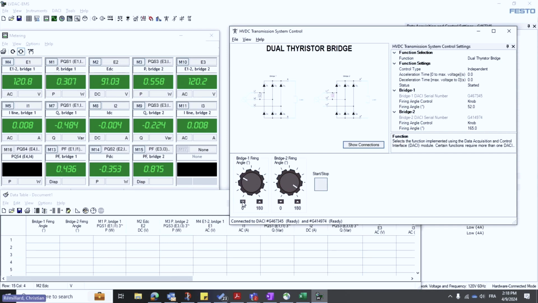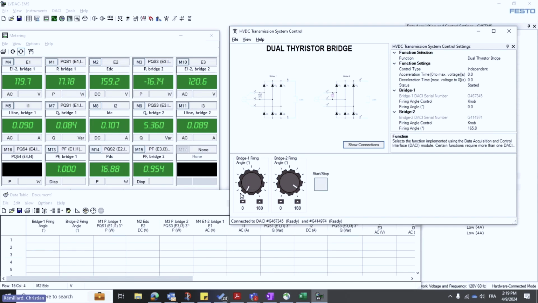So I go slowly using the arrow here. You can see the voltage is now at 100 volts DC. Keep decreasing the firing angle down to 0. And when we reach 0 for the firing angle, we are at our maximum voltage on the DC line, 160 volts. Yet there is almost no current flowing through our DC transmission line, because the voltage on the firing angle on bridge 2 is too high and maintains too high a voltage to allow any current to flow from bridge 1 to bridge 2.